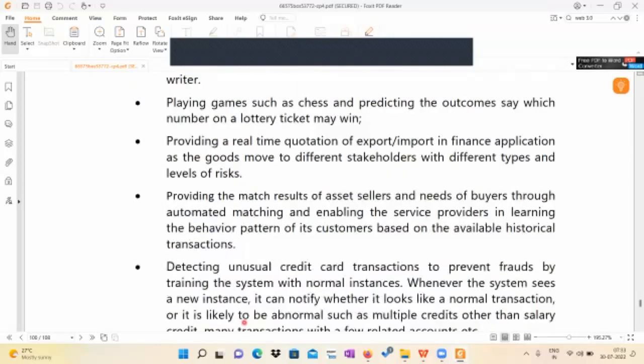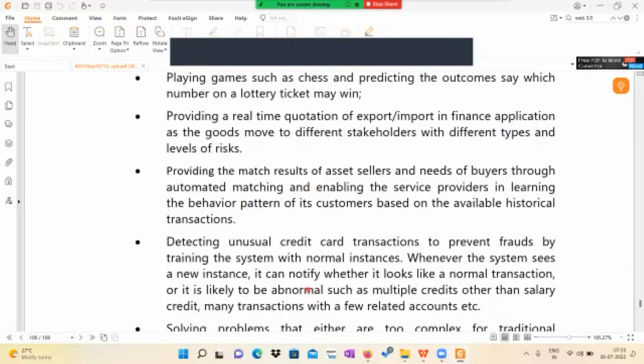Detecting unusual credit card transactions to prevent frauds by training the new system with normal instances. So whenever the system sees a new instance, it can notify, like abnormal transactions, multiple credits, other than that, transactions with a few related accounts.